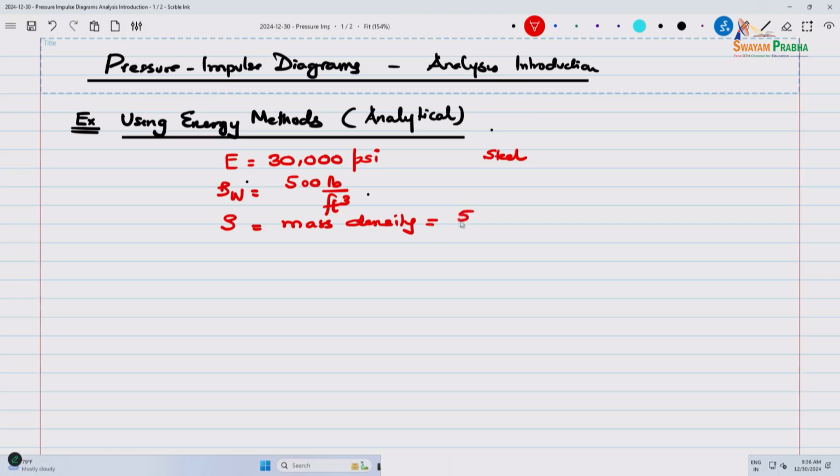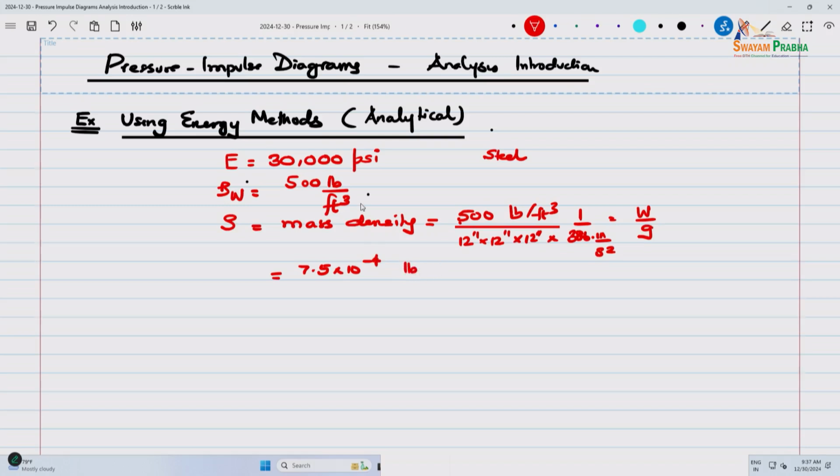So you have here the mass density is 500 divided by, again, pounds per cubic foot, so divided by 12 inches and then 12 inches, and then of course the g. So mass density is W divided by g, so this is 1 by 386, let's say inches per second square. So you get this number to be equal to 7.5 into 10 power minus 4 pound second square.